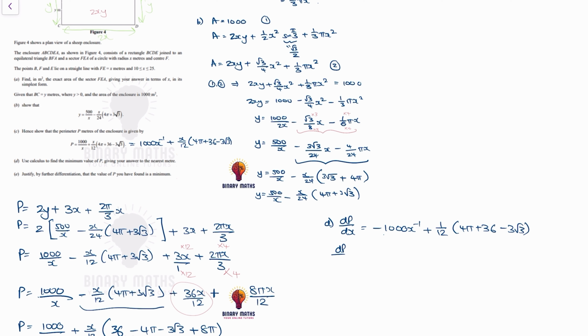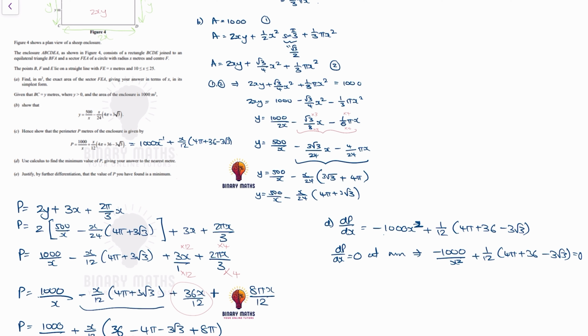So dP/dx is equal to 0 at minimum, which implies minus 1000 over x plus 1 over 12 times 4 pi plus 36 minus 3 root 3 is equal to 0. When I differentiated it, I should have got a minus 2 there, so over x squared. Okay, so make sure you differentiate right, or else you're going to make a mistake everywhere.